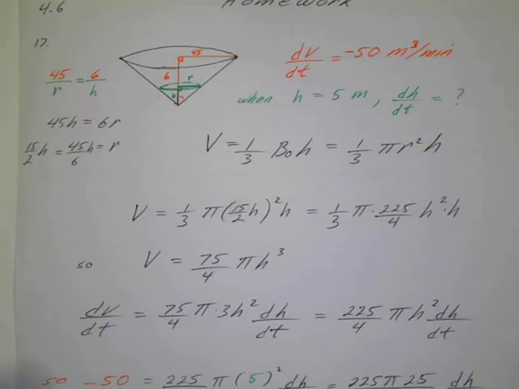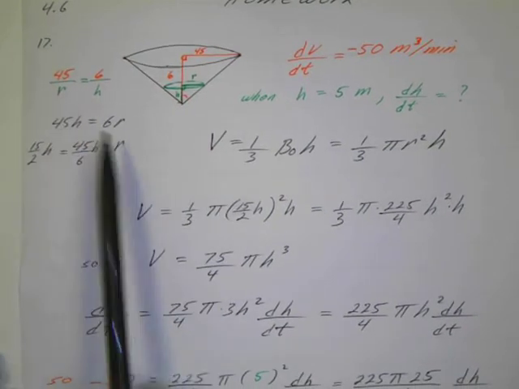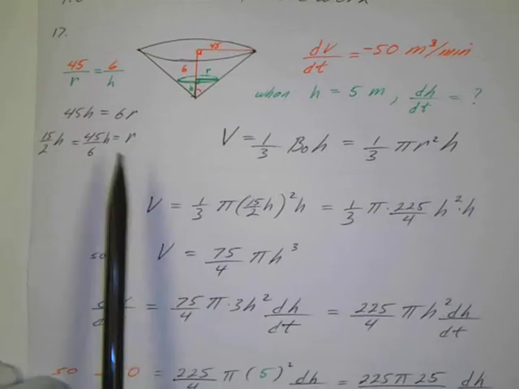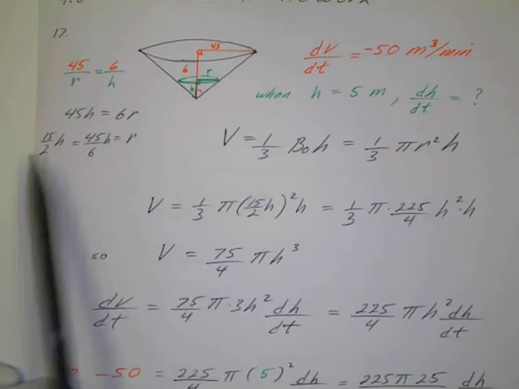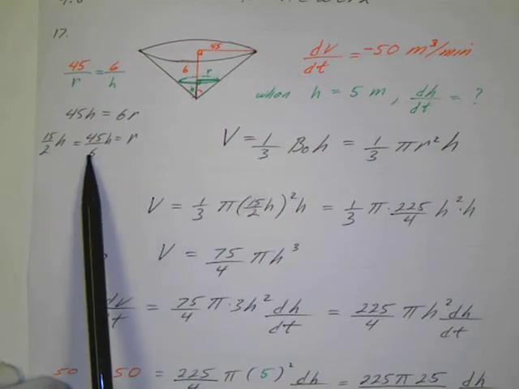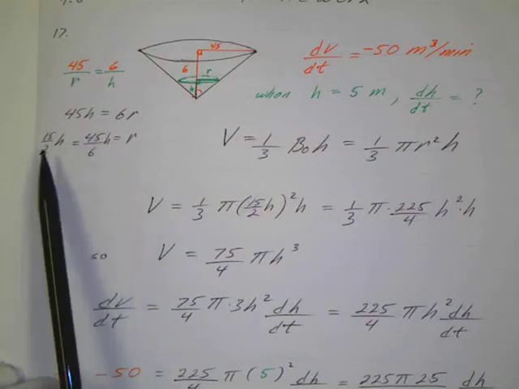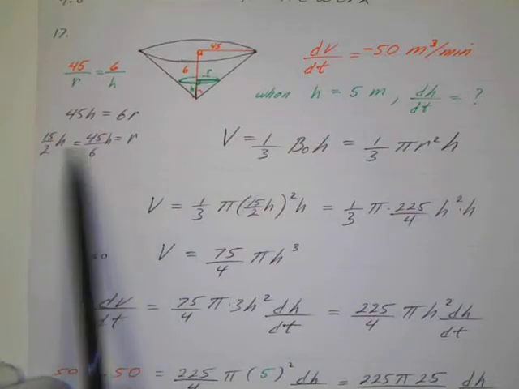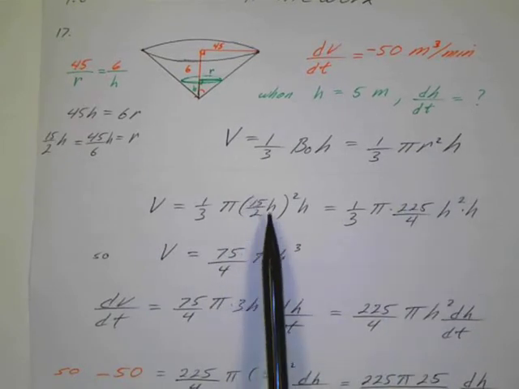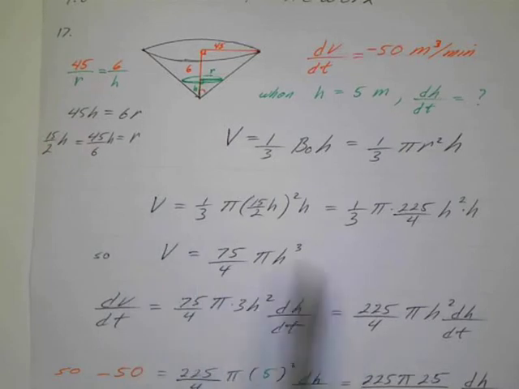Okay, and then I can cross multiply, so I get 45h equals 6r, and then I can solve for r in terms of h. So r equals 45 over 6 h, and I can reduce this by 3. 3 goes into 45 15 times, 3 goes into 6 twice, so r equals 15 over 2 h. So now instead of writing r squared, I'll write (15 over 2 h) squared. So I've got everything in terms of one variable. Well, actually, one unknown. Actually, two.